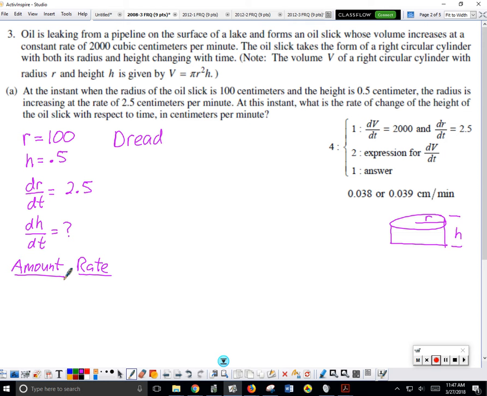Okay. So I'm going to read again. I'm supposed to write down the rates that I read about. So I read about the rate of increase of the volume, so I'm going to write that down: dV/dt. That rate is 2,000 cubic centimeters per minute, which means the amount would be the volume itself. I also read about the radius rate, so that's dr/dt, and that's equal to 2.5.